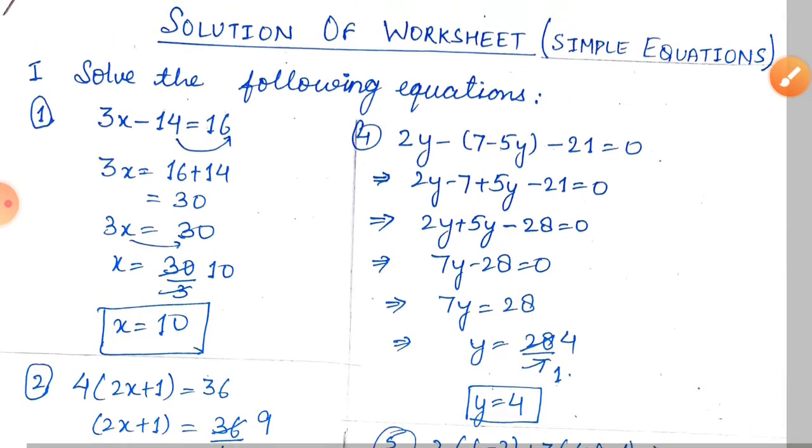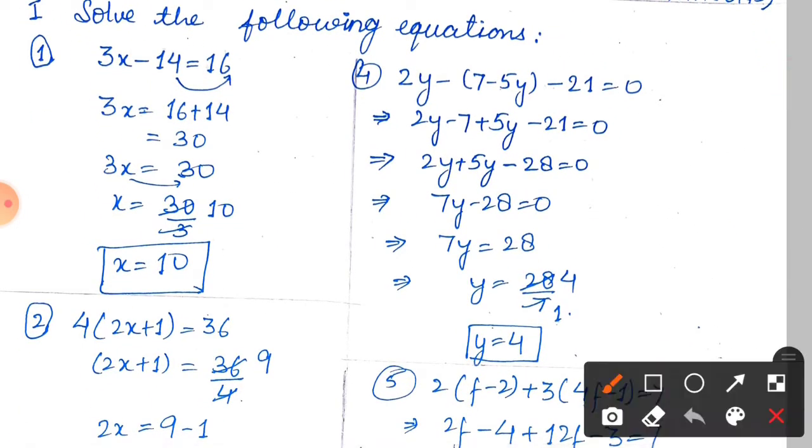Now come to the fourth equation. Your fourth equation is a good one. Here most of the students get confused while opening the bracket. So the equation is 2y minus (7 minus 5y) minus 21 equal to 0. So what you need to do is first open the bracket. So your equation will become 2y minus 7, this minus will become plus 5y, minus 21.